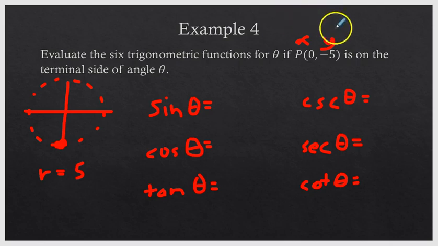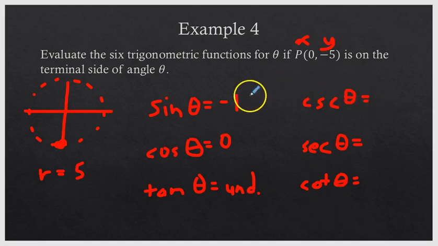So first we have sine, which is y divided by r. Well, negative 5 divided by 5, if you reduce that fraction, that's actually just equal to negative 1. Cosine is x divided by r. Well, 0 divided by 5 is just 0. And then y divided by x, negative 5 divided by 0. Whenever you have 0 in the bottom of the fraction, that is undefined, which is okay to just abbreviate as UND.